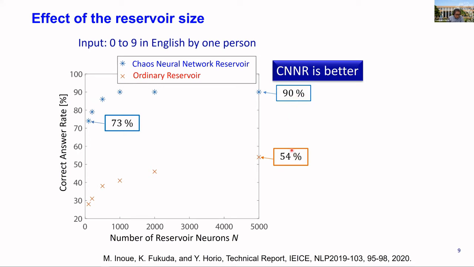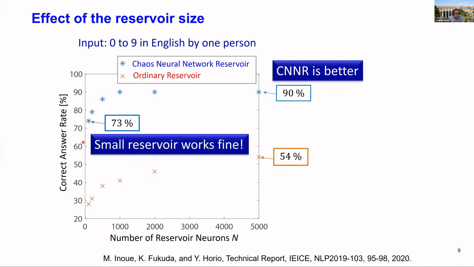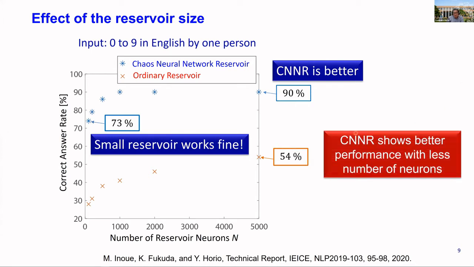And also, we can notice that the small reservoir works very fine, actually better than this. So this is very encouraging that the CNNR shows better performance with fewer neurons. That is, CNNR is a very good candidate for edge hardware. Actually, we can put the small circuitry within the large DNN hardware.